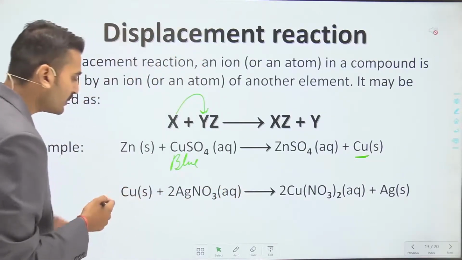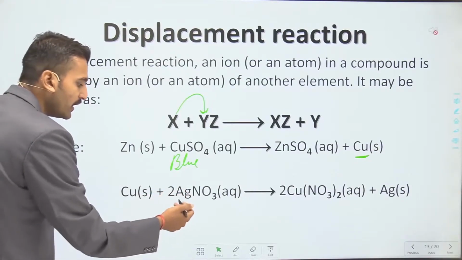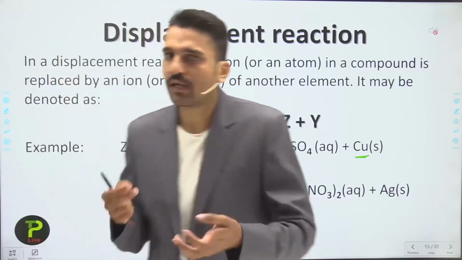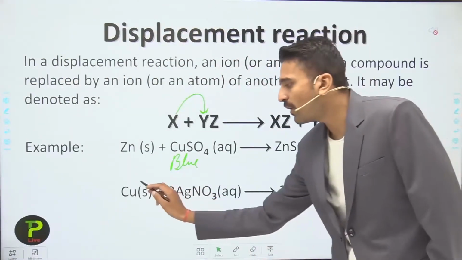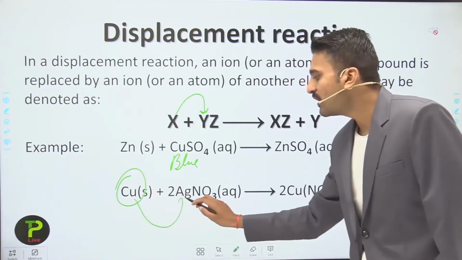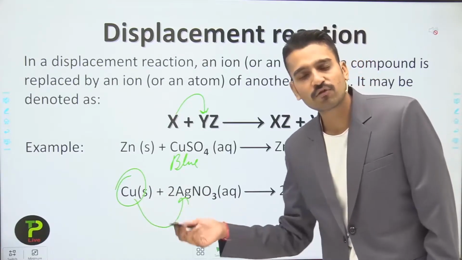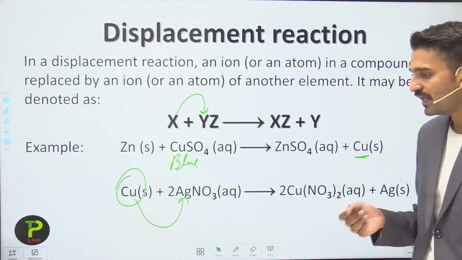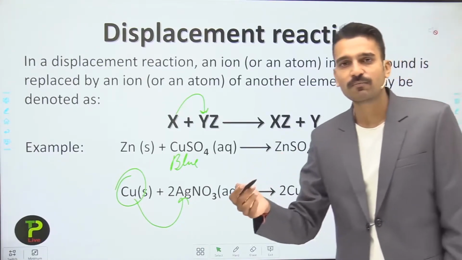Another example is copper, when put in the AgNO3 or silver nitrate solution, which is also white in color. What happens in this particular reaction? Copper, which is more reactive than silver, displaces silver from its salt solution, forming white copper nitrate, and silver is displaced from it.